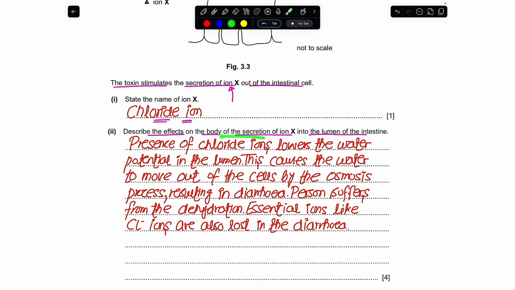And I have given you a clear idea of what needs to be written here. So we would simply say that when the chloride ions come into the lumen of the small intestine, it would lower the water potential there. And this would cause the water to move out of the cells by osmosis, and this would lead to the development of diarrhea. The person, as a result, would suffer from dehydration, and the essential ions like the chloride ions and the calcium ions and other important ions would be lost in diarrhea. So this is how this toxin which was released from the cholera bacteria can have a very harmful or negative effect on our alimentary canal.